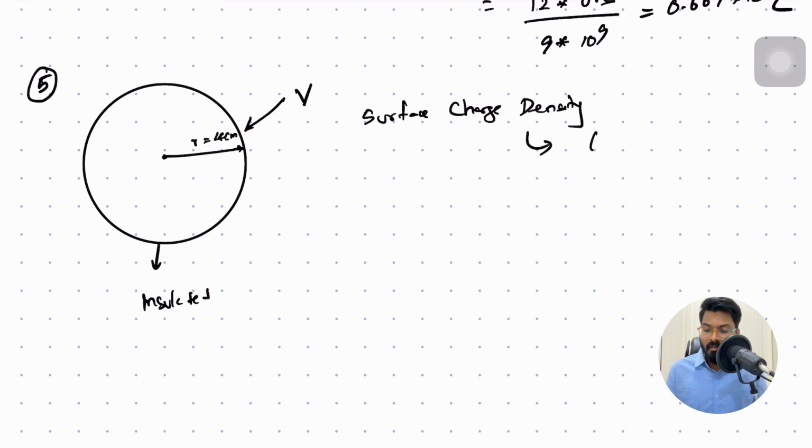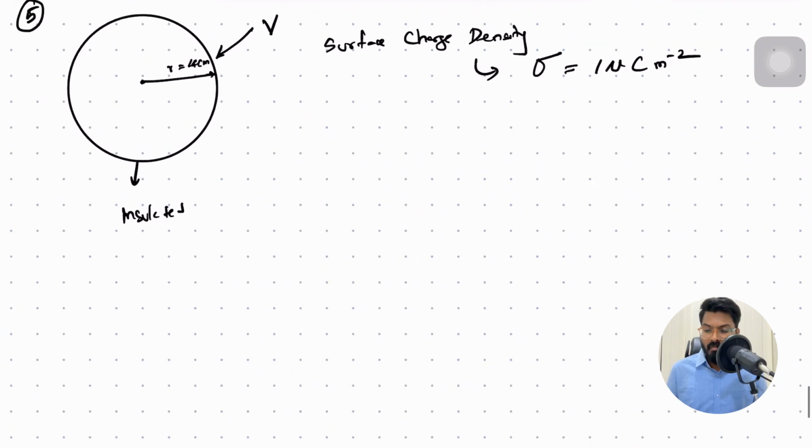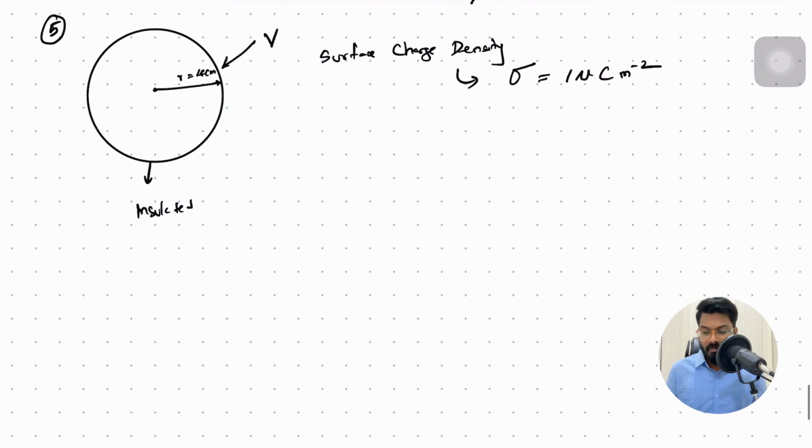we write it as sigma. So surface charge density goes up to 1 microcoulomb per meter square. How do we do this? So let's remember the formula which we derived. V equals 1 by 4 pi epsilon naught into Q by R. Q is nothing but, so let's go for the formula for surface charge density.